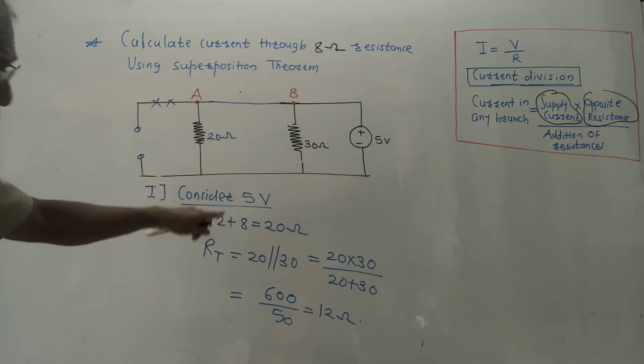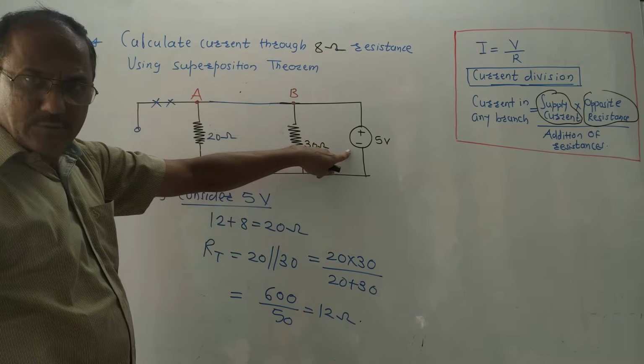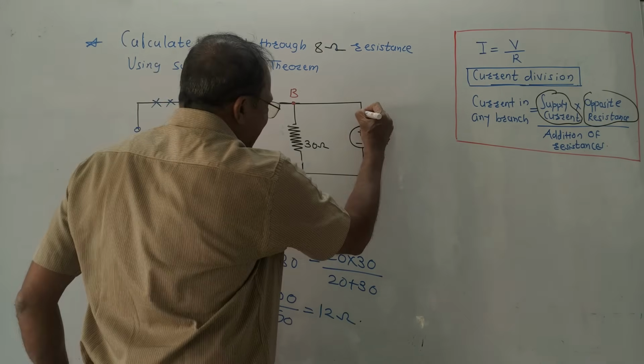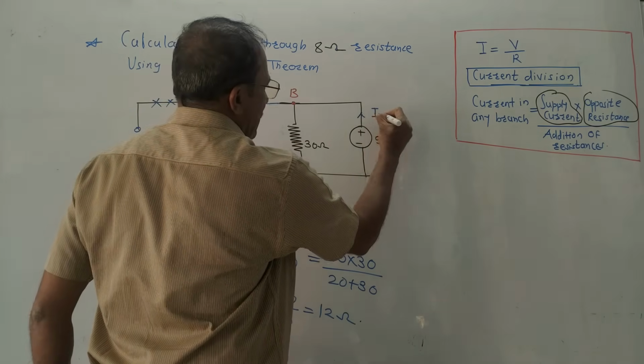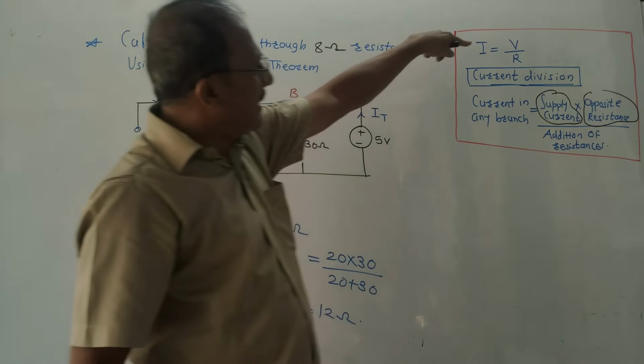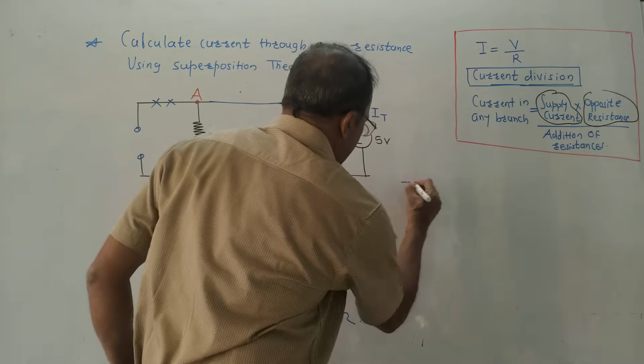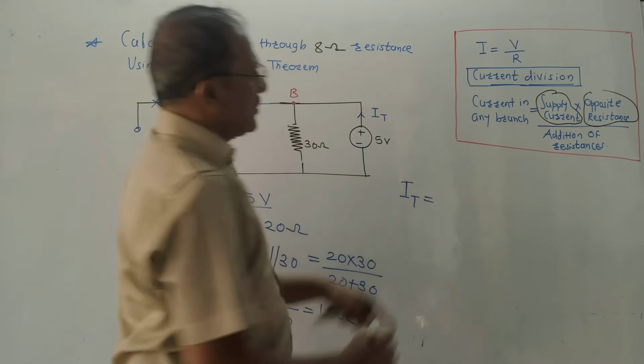Now I need to calculate total current. Do remember, in the present diagram, only one source is present now. So whatever current is coming out from this source, I will denote it by IT. IT stands for total current. Again, make use of Ohm's law. I is equal to V upon R. So in this case, I will say IT is equal to V.